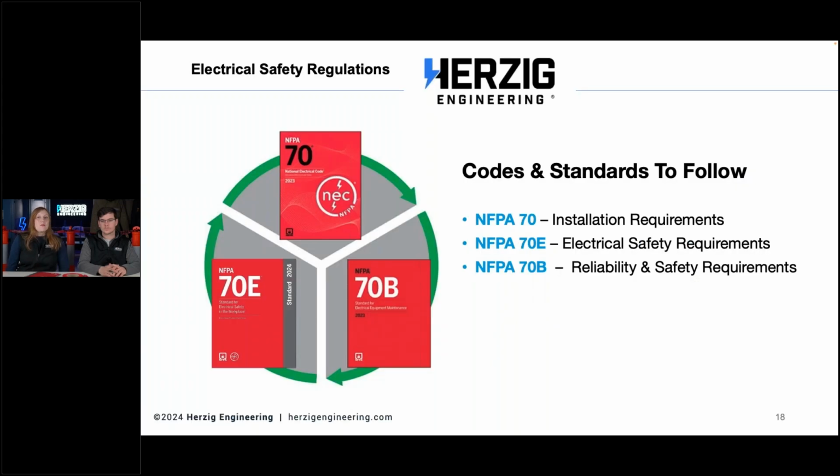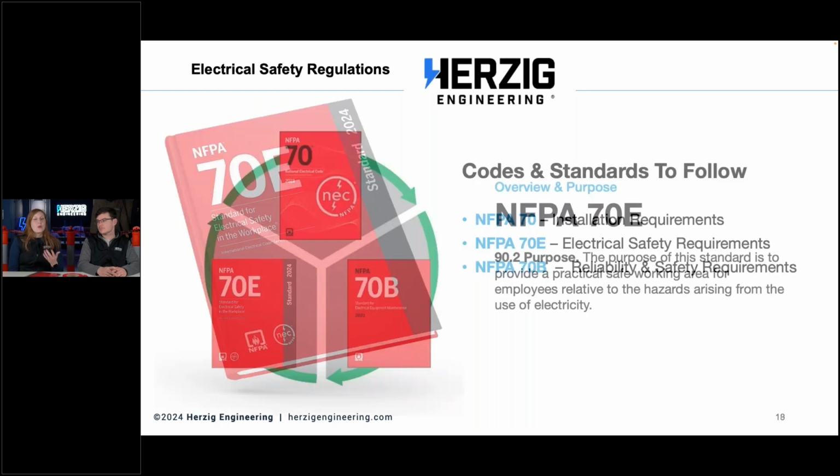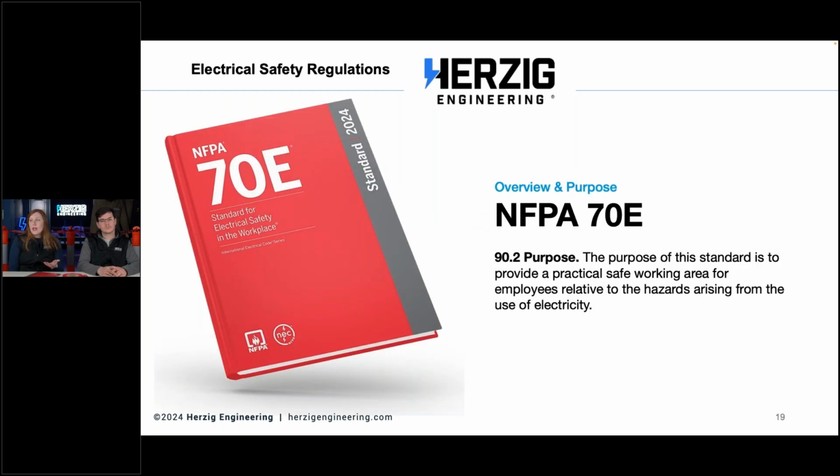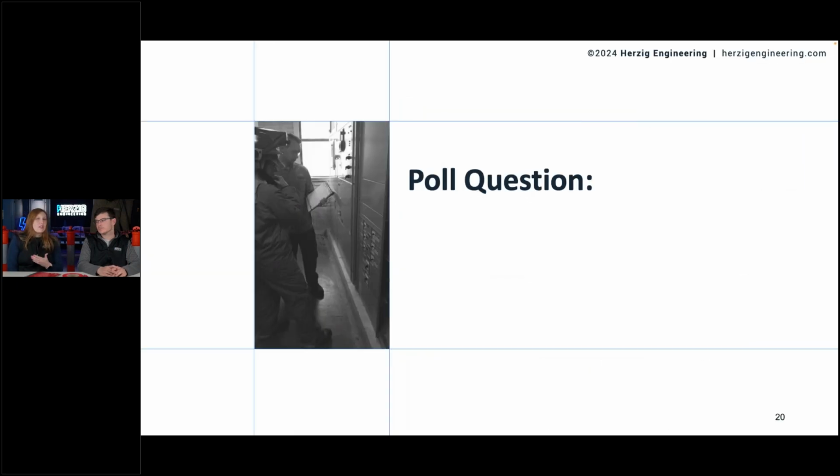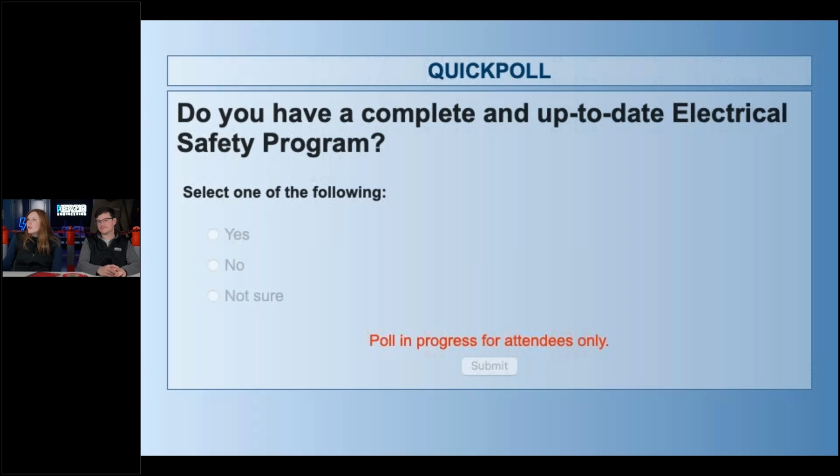Obviously we've got several codes and standards that we're trying to follow as far as electric shock and arc flash protection. Install it right, maintain it well, and work around it safely. What we're really focused on today is that third piece, NFPA 70E, to make sure that you work around it safely. Any good workplace with a strong safety culture should have, and really all workplaces must have, though some people don't get up to speed with this as often as they should, an electrical safety program.